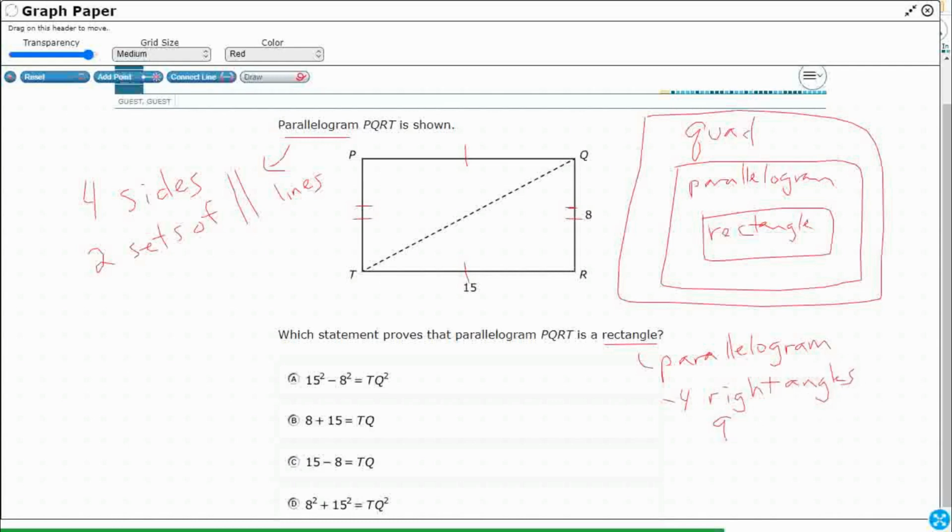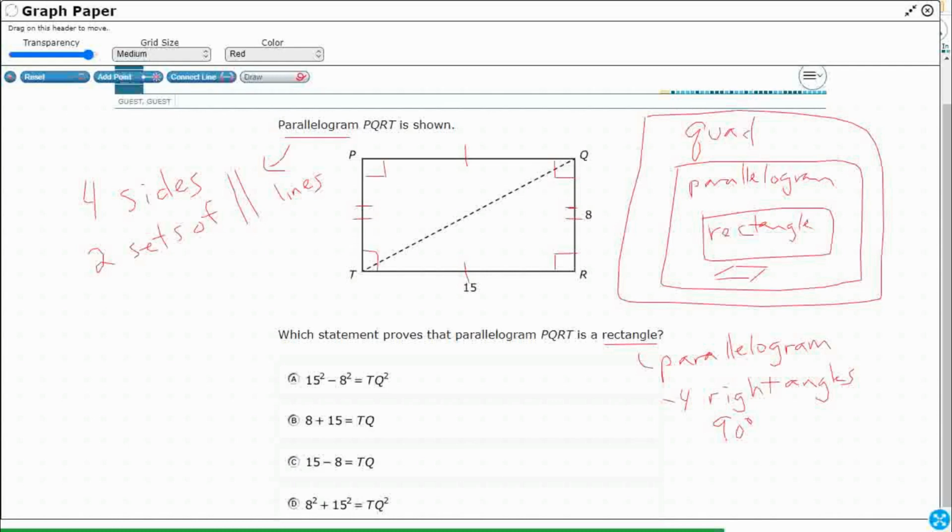That's the difference: a rectangle has four 90-degree angles, because you can also have a parallelogram like this. Kind of looks like a diamond, but it's not really a diamond. It doesn't have four 90-degree angles, but it does have two sets of parallel lines. So what makes this parallelogram a rectangle? Well, it's got these four right angles. So we think these four are right angles. How do we prove that?